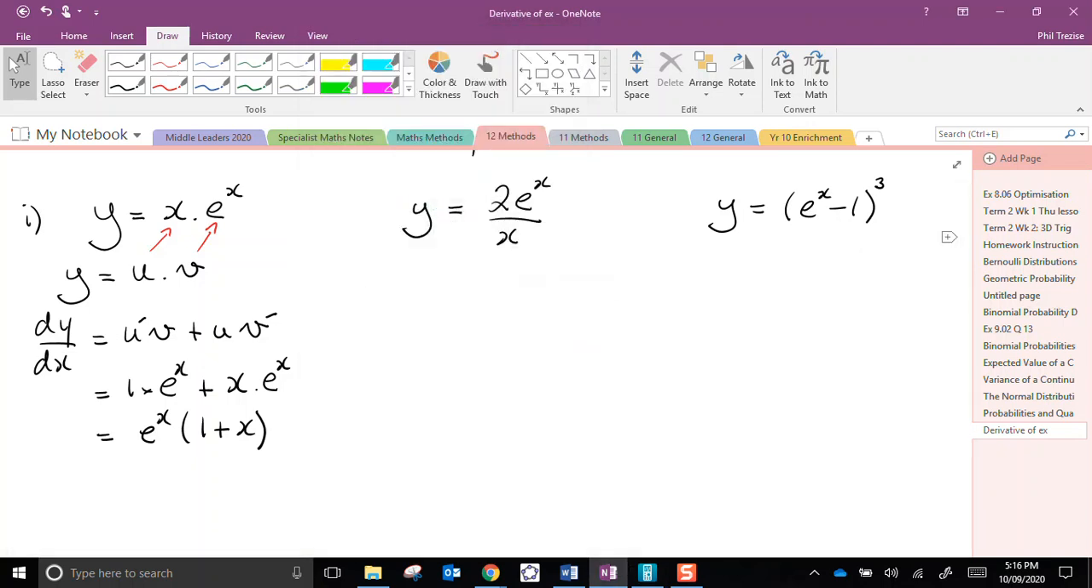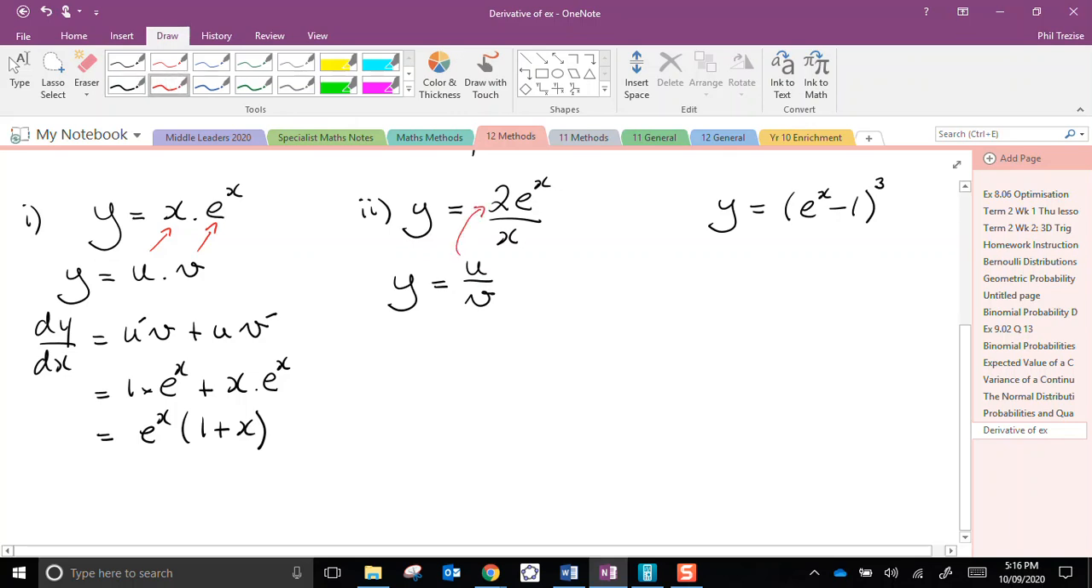Now, let's quickly do a couple of others just while we're here. In this case, I think I've got a quotient rule situation. U divided by v. Again, u is going to be the numerator, 2 times e to the x. V is the denominator, x. So my quotient rule for differentiation, dy dx. Now remember, it starts off a little bit like the product rule. There's a u dashed and there's a v dashed. It's subtract instead of add, and it is divide by v squared.